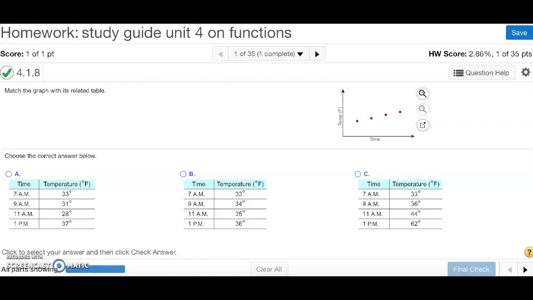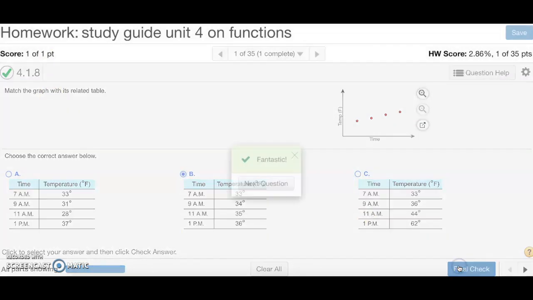Number 1. Match the graph with its related table. Looking at my graph, you can see this forms a line. That means looking at my tables, the one it would be is the one where it increases by the same amount. The only one that does that is B. So the answer is B for number 1.